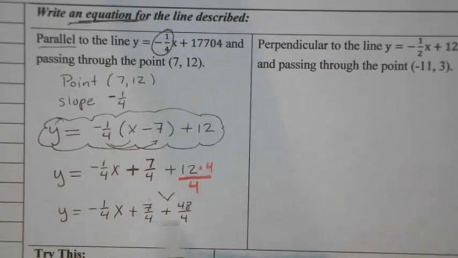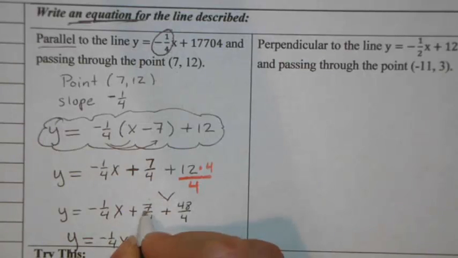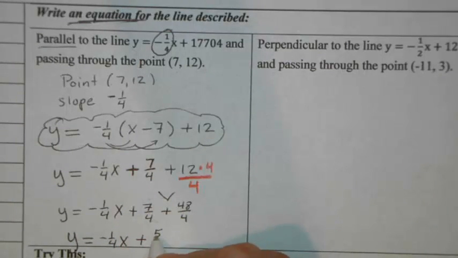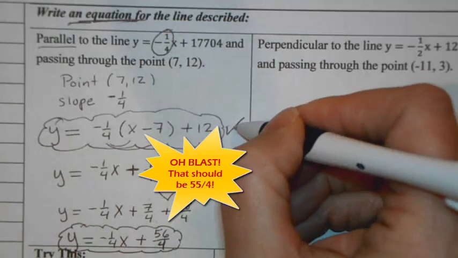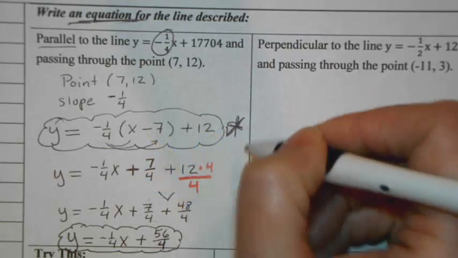Now I can combine these, and I've got a final answer of y is equal to -1/4 x plus, how many fourths here? 7 and 48 more makes 56/4. Take that for all of you who think that slope-intercept form is easier. I'm thinking I like this one right here. That's a lot easier to look at, a lot easier to find too.